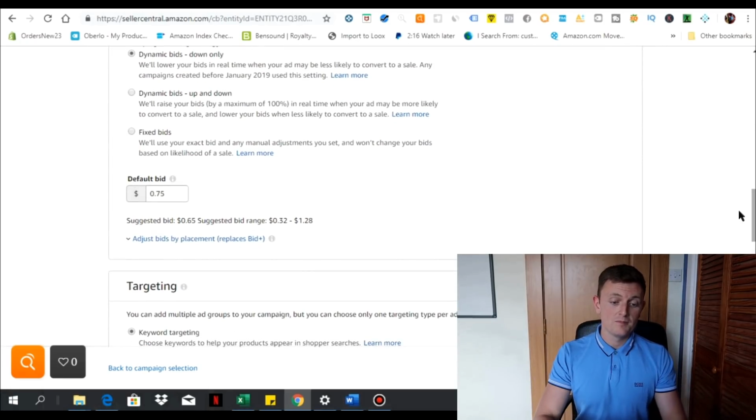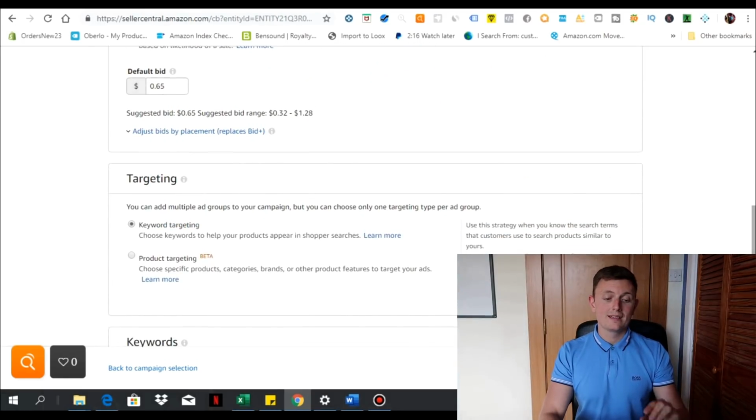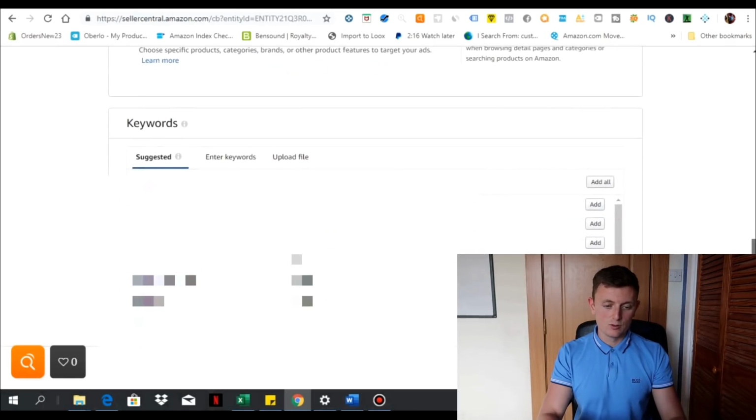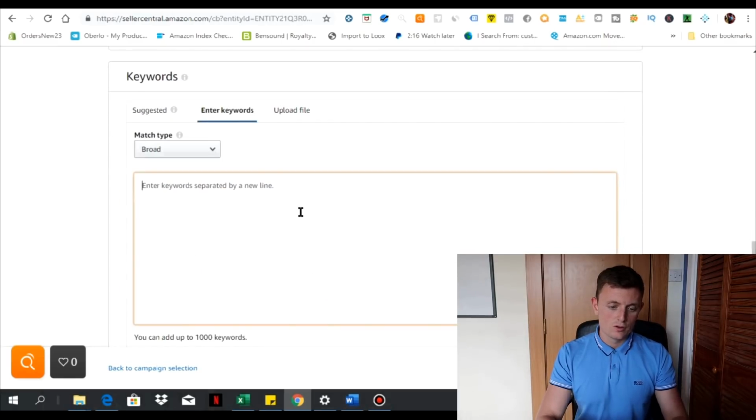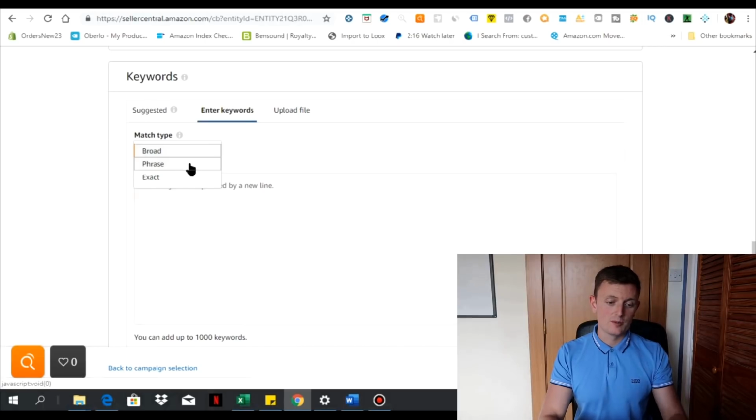So the default bid, the suggested bid is 65 and it's 32 to, okay, so we're gonna go with the suggested bid here, okay? Okay, so we are going to do keyword targeting, okay? And we're gonna enter them in manually, all right? So, yeah, these are your different match types: phrase, exact, and broad, okay?